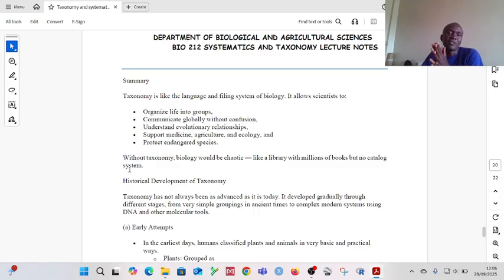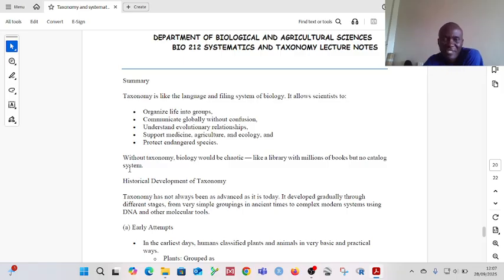It's through taxonomy that you assign, that you identify. Then after you've identified, you can now group. Okay? After you've identified, then on the basis of that identification, you can now put these organisms that you've identified into various groups on the basis of their relationships.